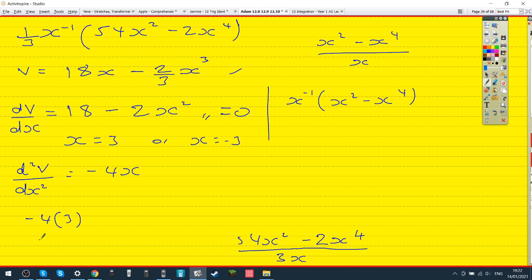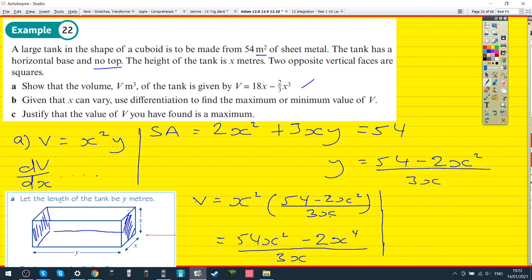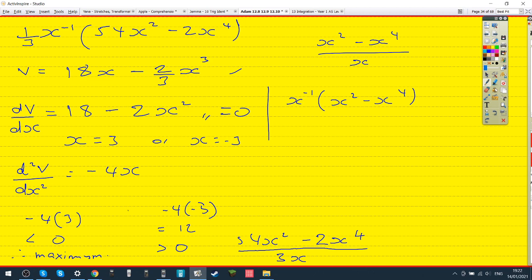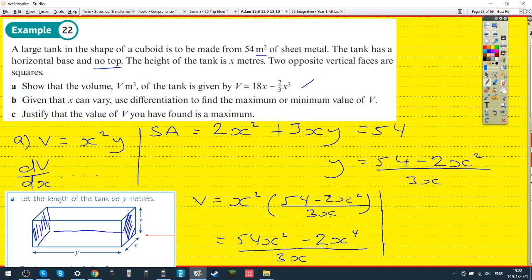Yeah. So that one's less than 0. Therefore, it's a maximum. Correct. And the other one's a minimum. That's it. And so, what value of x will give you the maximum volume for this tank? What would it be? 12? No. What was x for the maximum? Oh, x is minus 3. Wait, no, x is 3. Yeah, for the maximum volume, x is 3.